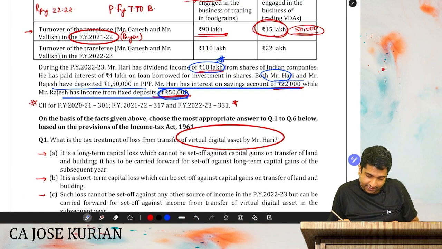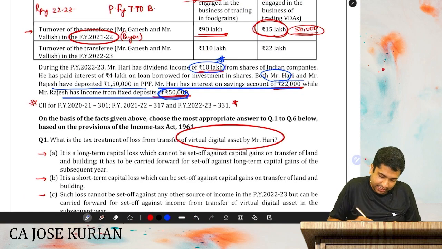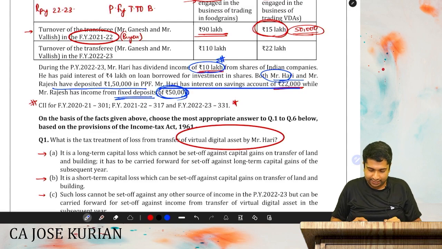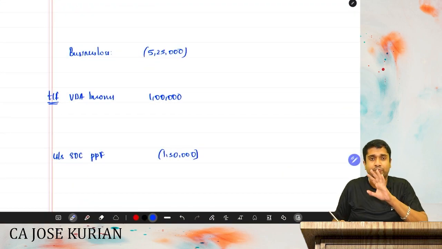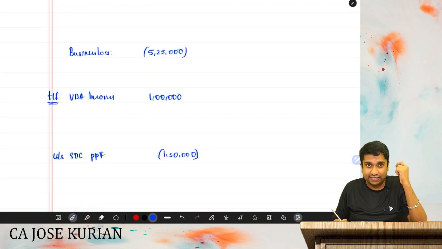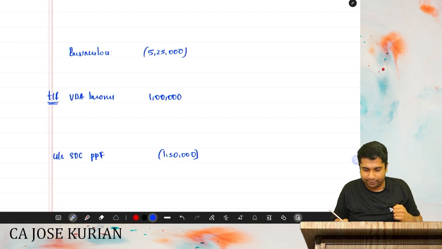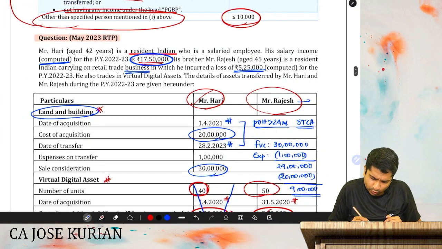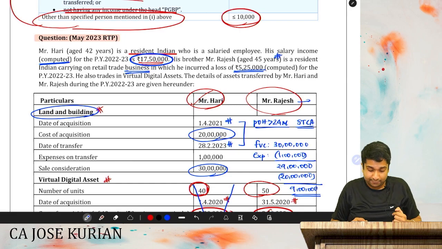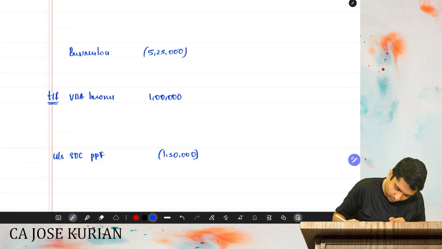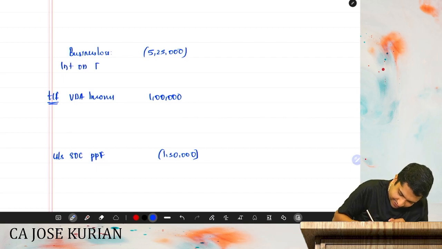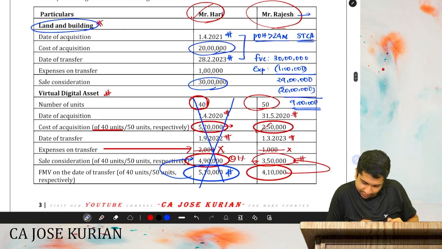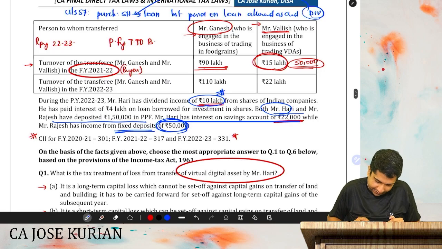Now, what about the next item? Now, Mr. Rajesh has an income from fixed deposit, and how much is the income? It is 50,000. On fixed deposit, you cannot claim any TTA deduction. For claiming TTB deduction, you need to be a senior citizen. Mr. Rajesh's age is given in the question. He is only 45 years old. So he cannot claim TTB deduction anyway. So, interest on fixed deposits. And how much is the interest? The interest amount is 50,000.